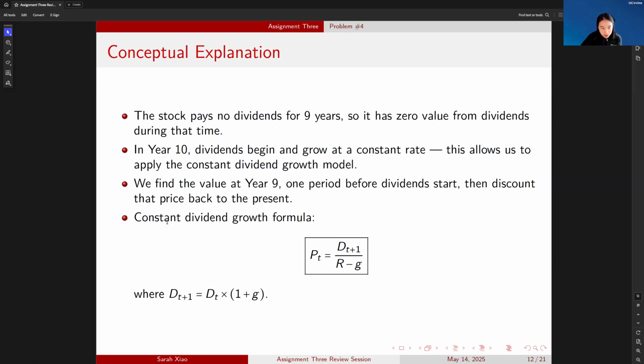As a reminder, the constant dividend growth formula is here. We have the price today equals the dividend next year divided by the required rate of return minus the dividend growth rate.